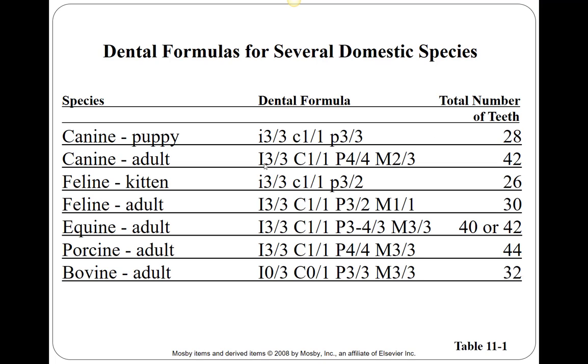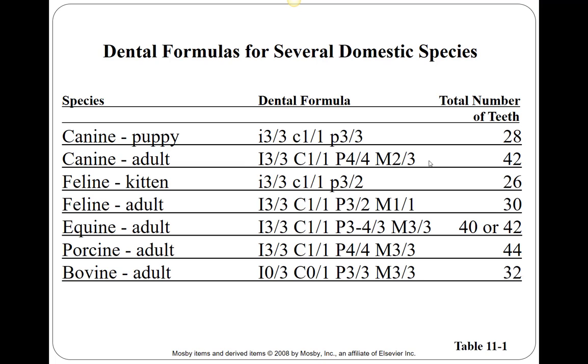When we go to the adult, you're going to see that we have 3 incisors in the right or left upper quadrant, 3 incisors in the lower quadrant, so 3 in the incisor bone, 3 in the mandible. We have 1 canine in the maxilla, 1 canine in the mandible, 4 premolars in the maxilla, 4 premolars in the mandible, 2 molars in the maxilla, and 3 molars in the mandible.